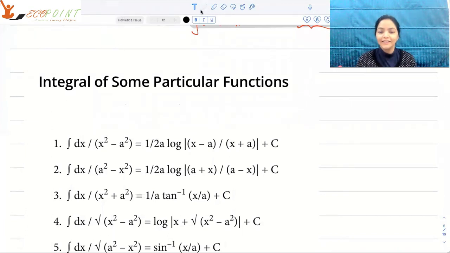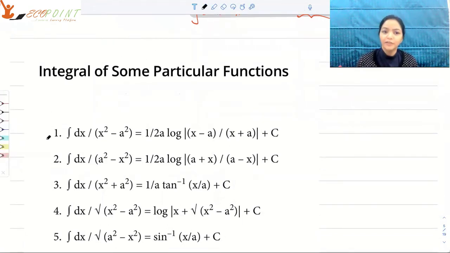Hi guys, in this video we will be talking about some particular functions. If you have to integrate 1 upon x square minus a square, the answer that you will get will be 1 by 2a log modulus of x minus a upon x plus a plus c.